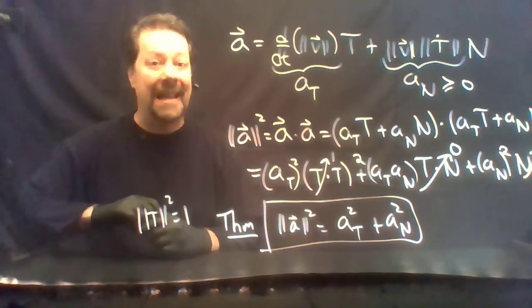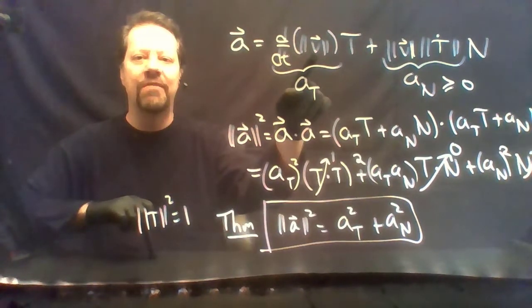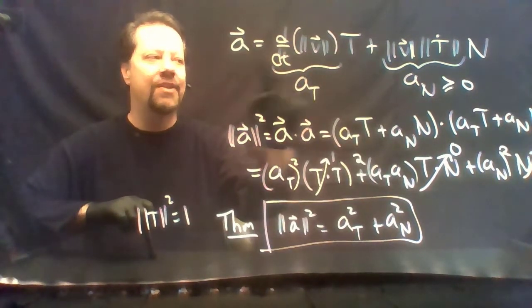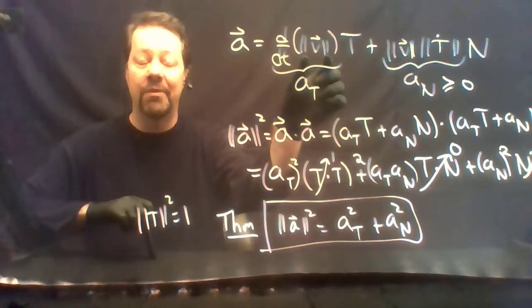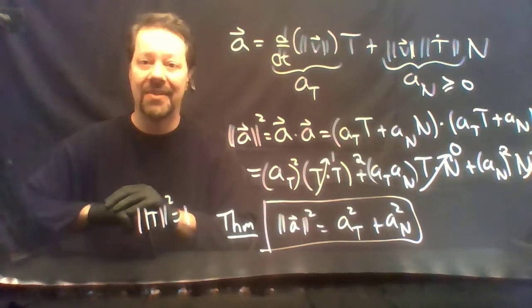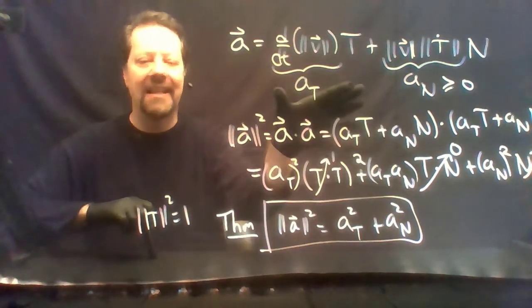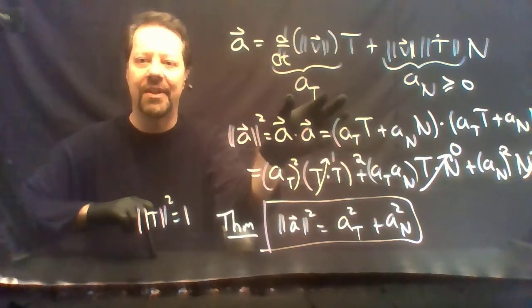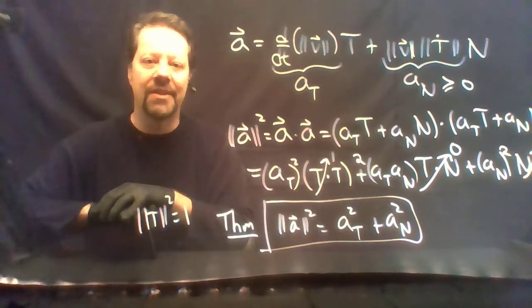Another interesting and important observation is that if the object is moving at a uniform speed, if the speed is not changing, then the acceleration is only in the direction of the normal vector, because the derivative of the norm of v would be 0. If you're at constant speed, the derivative of a constant is 0. If you do not move at constant speed, then you get a tangential component to acceleration. So the tangential component of acceleration is related to changing speed, either acceleration or deceleration.